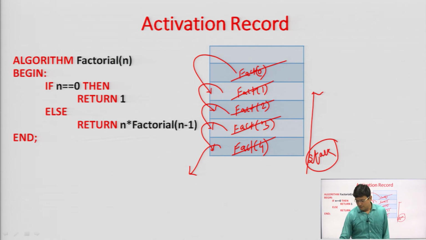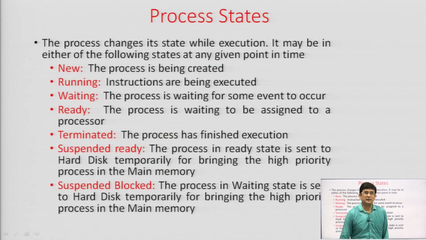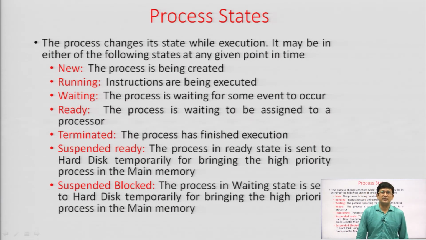Now, we have dealt with the process, we have seen that there are several segments of the process. Now, let us see what the different process states are and what they refer to. A process can be in several states. For example, a process can be new. A process is a new process. So, obviously, when a program is there, it is there in the hard disk.